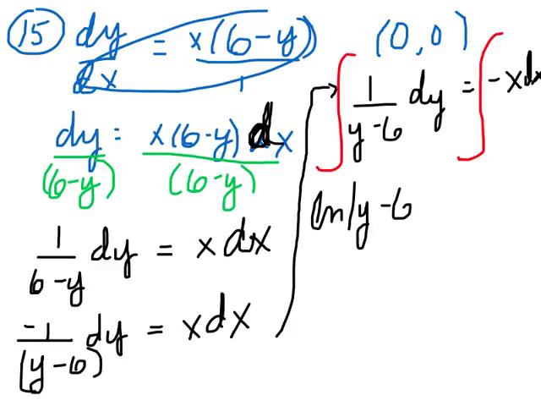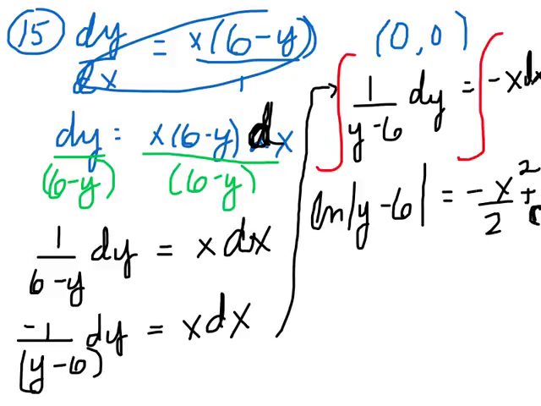And if I'm taking the derivative of y with respect to y, the derivative of y would be 1, so I don't have anything else on that side but ln y minus 6. But on the other side, I'm going to have negative x squared over 2 plus c. I'll put the plus c there. I'm going to squeeze it in down here.